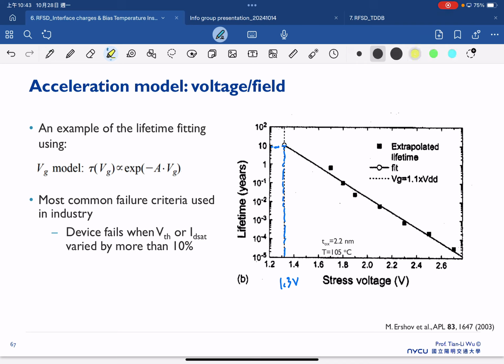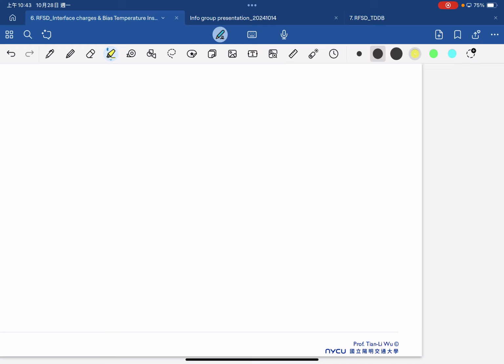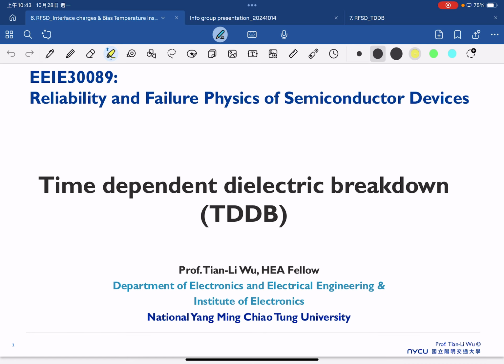In this case, this is 10%. That means they define that as long as you shift more than 10%, they consider it a fail. So it's a very tough criterion. Okay, so this is the end of our BTI interface charge section, and then we will take a break and move on to the next topic, TDDB.